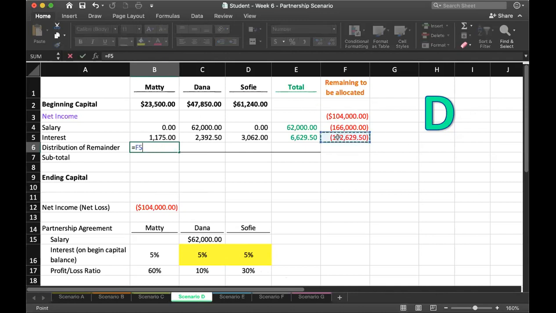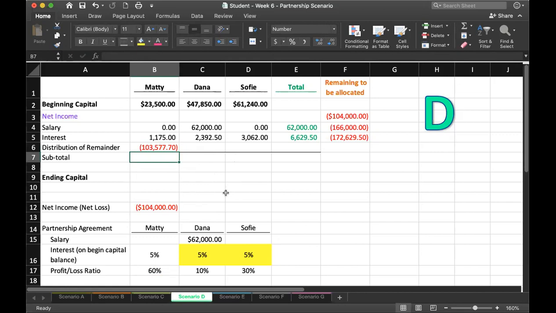So the remainder, which is this negative 172 plus thousand, first of all, I want to tack that down using my dollar signs, and I want to multiply it by the profit and loss ratio for Maddie. In addition to that, I'm also going to round to the nearest penny. So I'm rounding now. Okay, here we go.